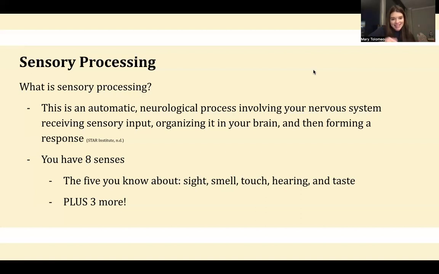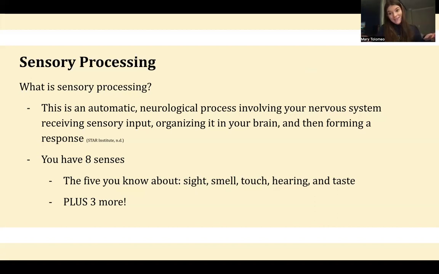What is sensory processing? Sensory processing is an automatic neurological process, and it involves your body taking in sensory input, sending it to your central nervous system, and inside of your brain, that sensory input gets organized, and then your body forms a response. And this is a pretty extensive process, considering that it happens all the time with a lot of different sensory inputs. And we actually have 8 senses.